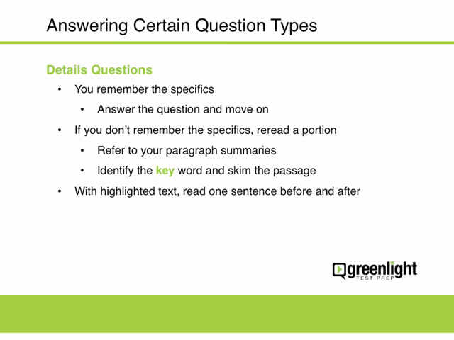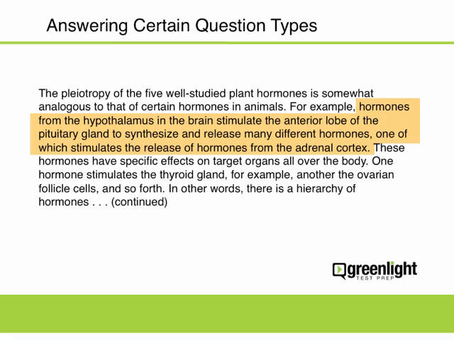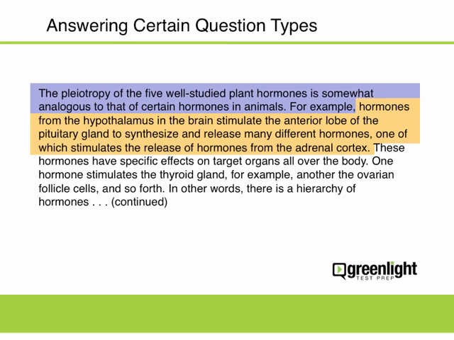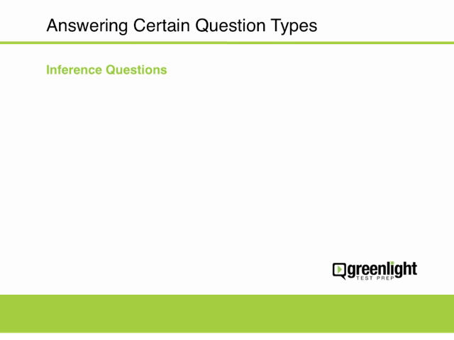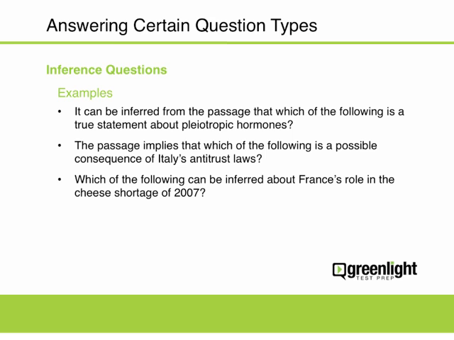So for example, let's say that a question asks us to identify the purpose served by the highlighted section of this passage. Rather than read the highlighted text only, you should also read the sentence before the highlighted text and the sentence after the highlighted text. Doing so will give you a much better idea of the context of the highlighted text. Next, we'll discuss inference questions. Here are some examples of inference questions. They essentially ask us to use information in the passage to make logical inferences.